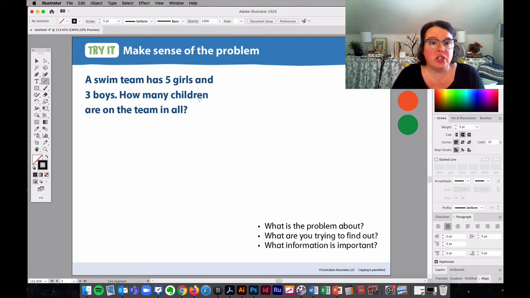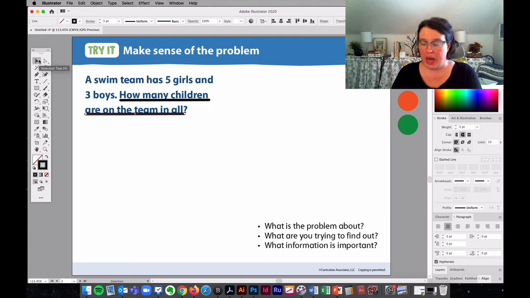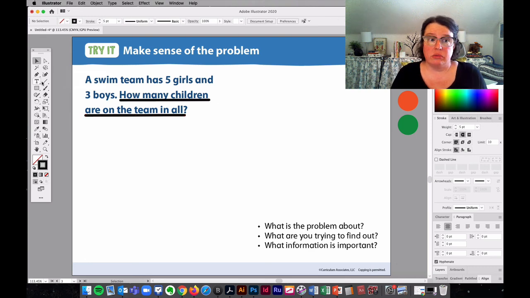The next thing we need to do is decide what we're trying to find out. And that is usually the sentence that ends in a question mark. So I'm going to underline that sentence and we're going to read it together. How many children are on the team in all? That's what we're trying to find out. How many children are on the team?